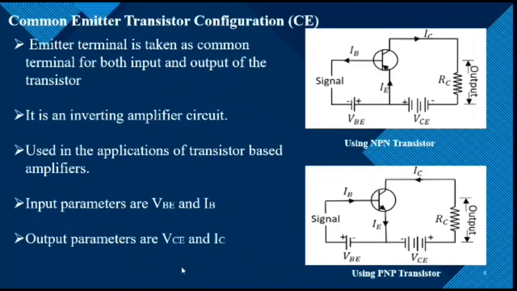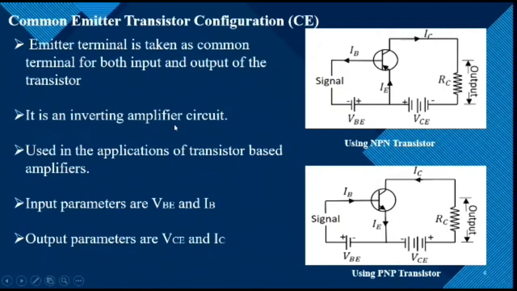Now let us see common emitter transistor configuration. In this configuration, we use emitter as common terminal for both input and output. The common emitter configuration for both NPN and PNP is as shown here. This common emitter configuration is an inverting amplifier circuit.